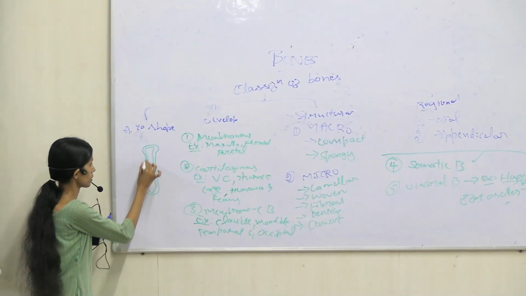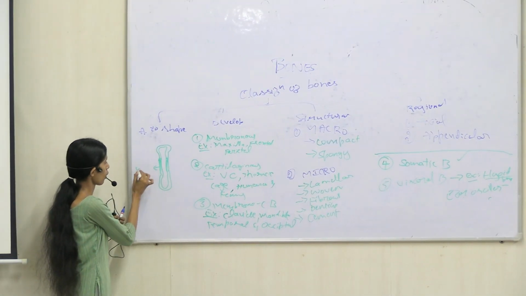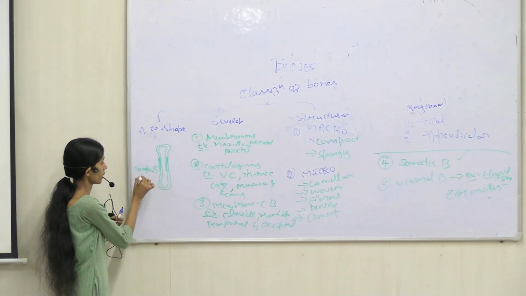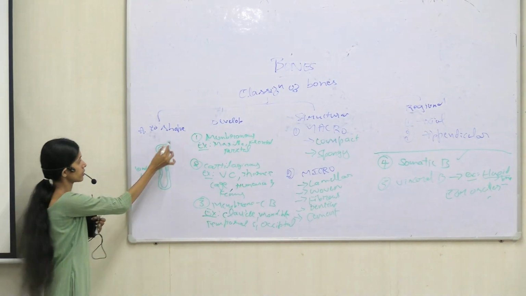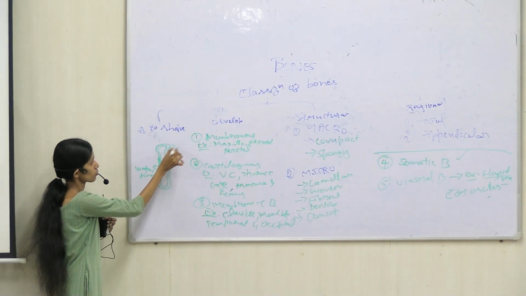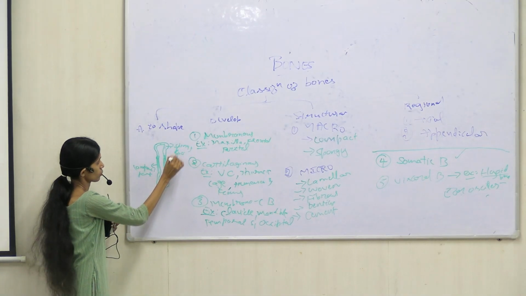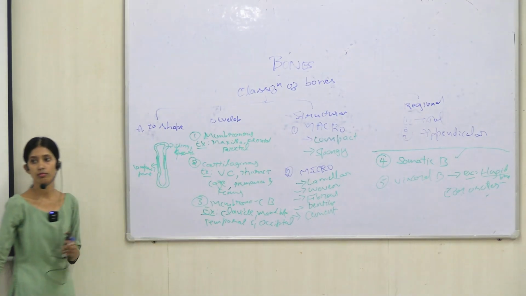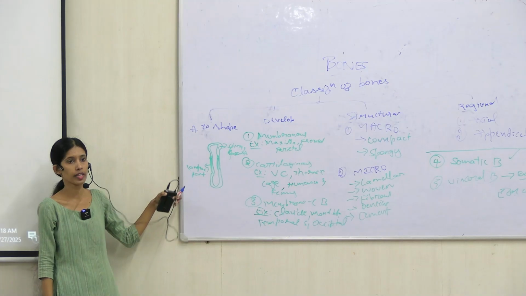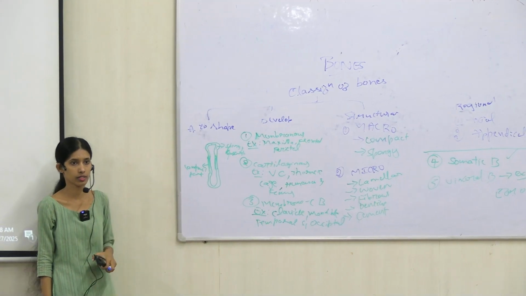This part what you are seeing, this will be the compact zone or compact part. And in this area you can see the spongy bone area, spongy part. This is how your compact and spongy structures are present.